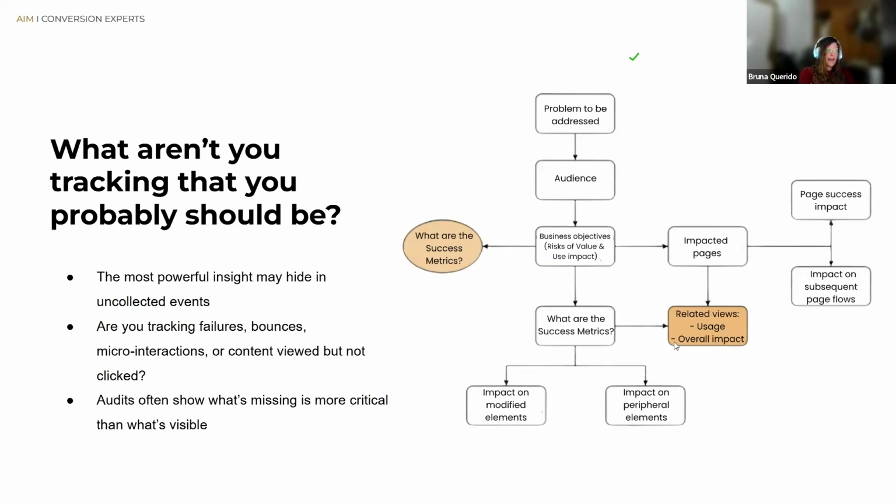The most powerful insight may hide in uncollected events. What should I be tracking for my test that I am not? What are the main questions that I have to answer to know that my test was successful or not? And this can affect your GA4 data, because if you didn't configure the data correctly, GA4 won't capture it correctly. So you can't work on segmentations without tracking them correctly prior to the test.